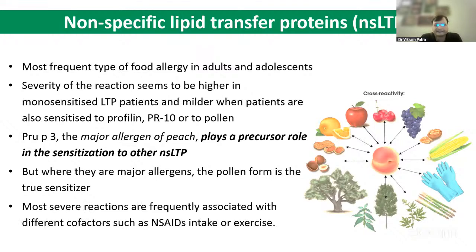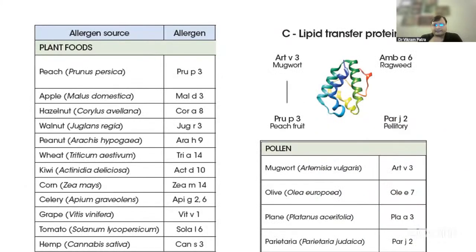So in such conditions, even Artemisia may become the true sensitizer. The most severe reactions are frequently associated with different cofactors. In isolation, they may not cause any symptoms, but if taken with NSAIDs, or exposed in the presence of NSAIDs, exercise or any other stress factor, reactions may be severe. So these are certain LTPs. You can see the fruit sources and the pollen sources like mugwort, Olea europaea, olive, and lipid transfer proteins: Art v 3, that is mugwort, Pru p 3 peach, Amb a 6 ragweed, and Par j 2 pellitory.